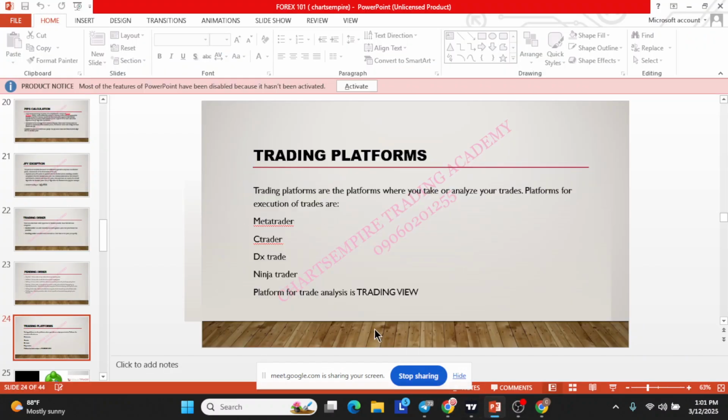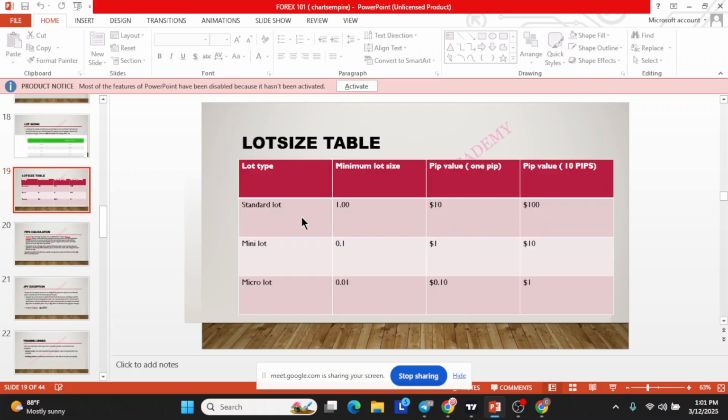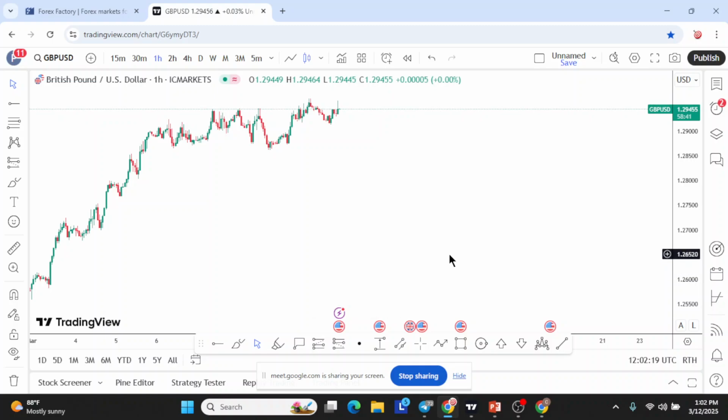Alright, from what we have on our slide, can you see my screen? Yes. All right. So from what you have on our slide here, the minimum lot size when it comes to the micro lot is 0.01. The same way we've calculated for standard lots and mini lots is the same way we are using for the micro lots as well. There's no exception to this. It's just only one way.